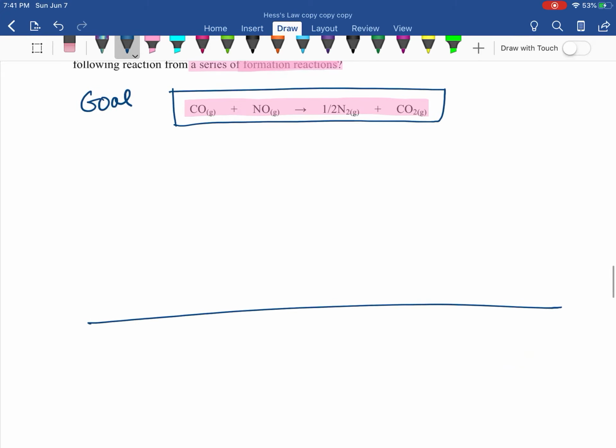So I figure out what my goal is. Okay, this is going to be the goal. And then I know that I'm going to put together a whole series of reactions and end up with that goal as is. So I just go right ahead and I write the goal.